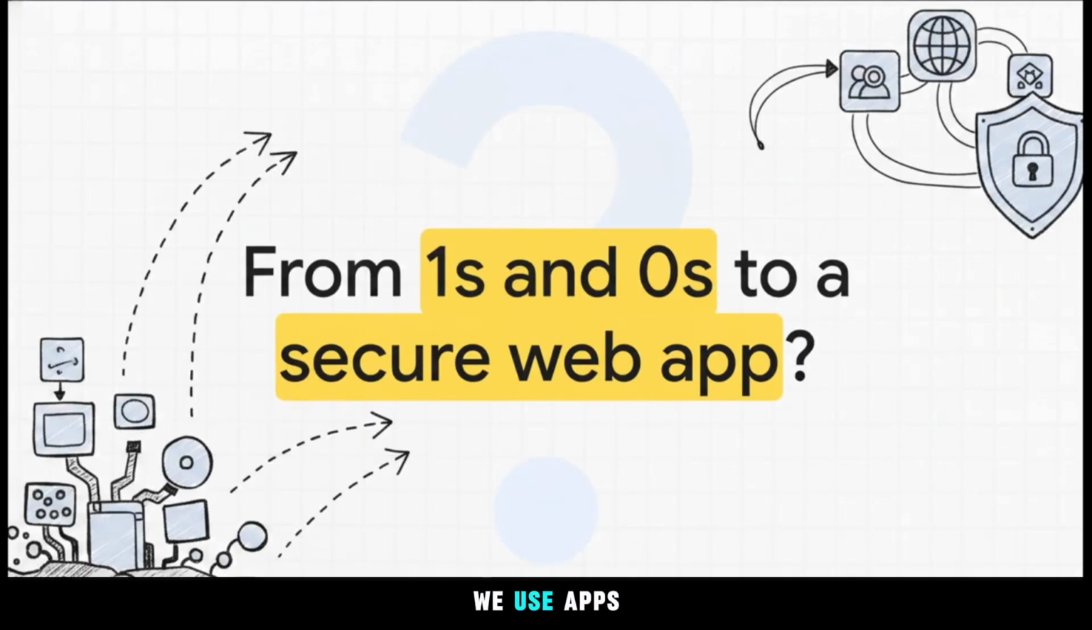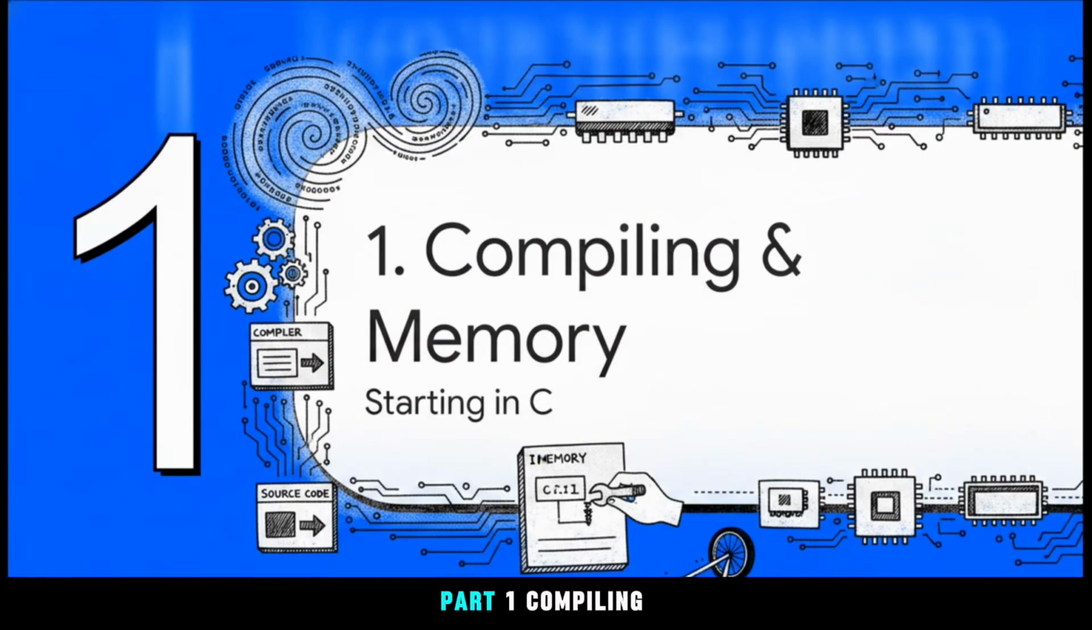Think about it. We use apps every single day, right? But how exactly does a computer go from processing those raw binary signals, just true and false, on and off, to serving up a fully interactive, secure web app? It feels like magic. But to answer that, to really understand that massive leap, we actually have to start down in the trenches. So, part 1, compiling and computer memory.